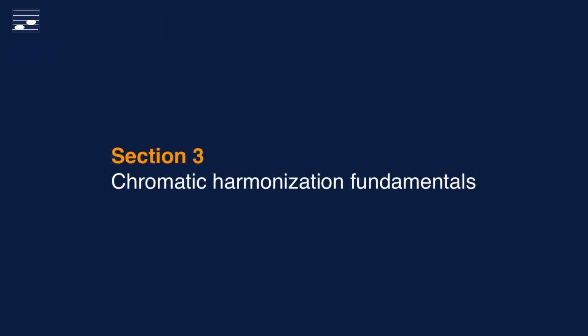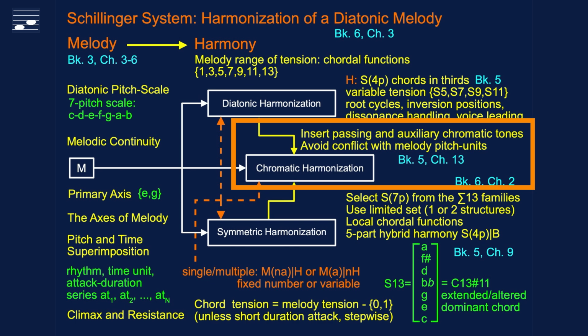The chromatic system of harmony is part of Schillinger's special theory of harmony. I have not covered it yet in any of my earlier YouTube tutorials, and therefore will take a sidestep and discuss relevant chromatic harmony aspects.